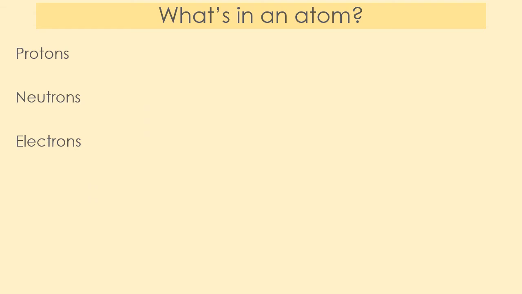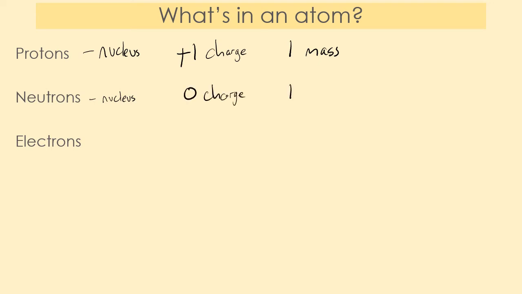Gonna have a look first at what is in an atom, just going back to the basics of physics and chemistry as well, and seeing what we can remember. So we have protons, they are in the nucleus, they have a plus one charge, and a mass of one. It's a relative mass. And neutrons are also found in the nucleus. They have zero charge, and they also have a relative mass of one.